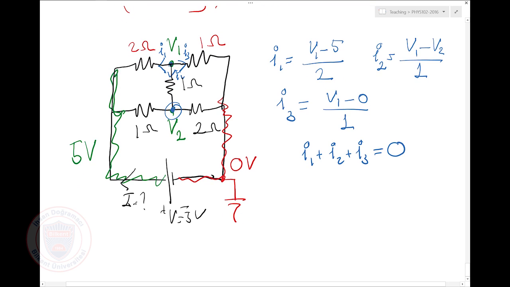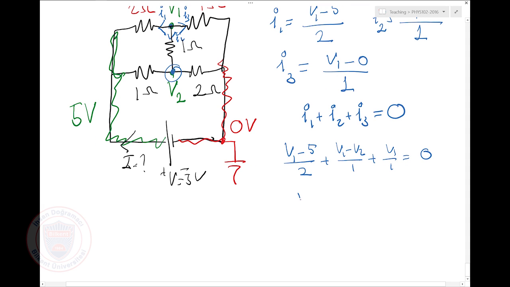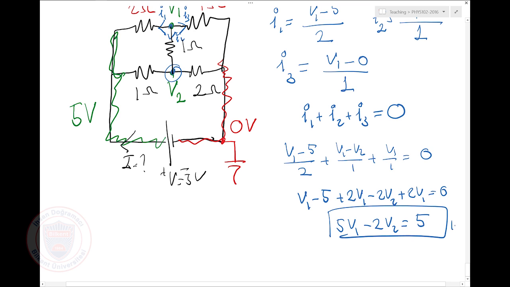Good. So I'm just writing the values here. V1 minus 5 over 2 plus V1 minus V2 over 1 plus V1 over 1 is 0. Let me multiply by 2. V1 minus 5 plus 2V1 minus 2V2 plus 2V1 is 0. 5V1 minus 2V2 is 5. This is going to be my first equation.